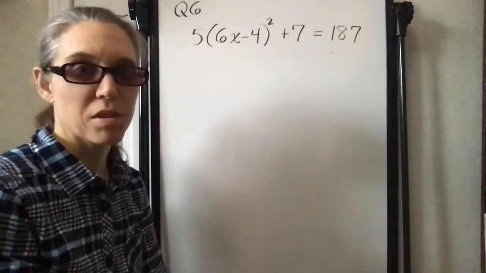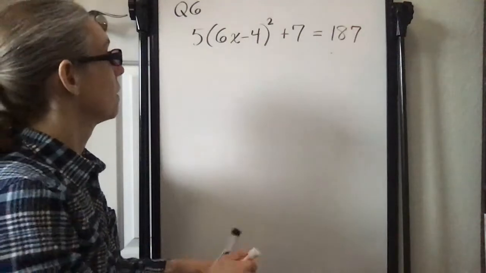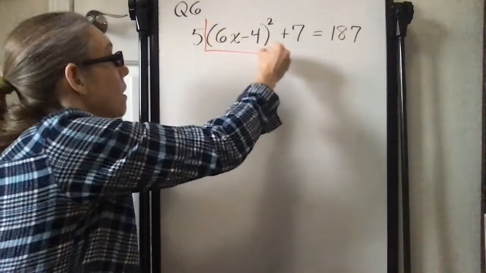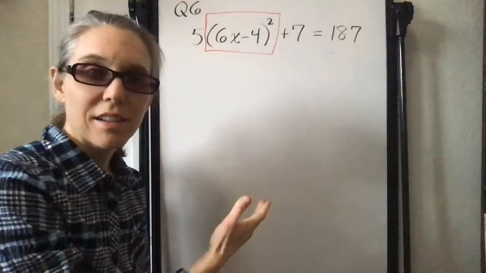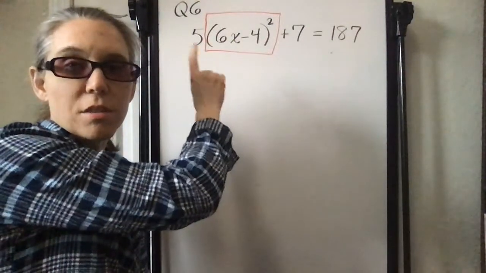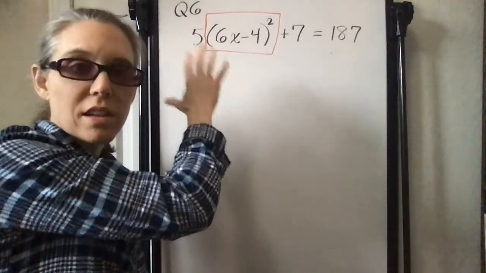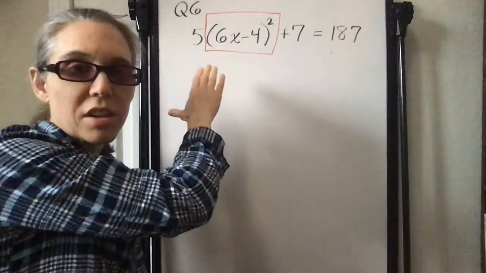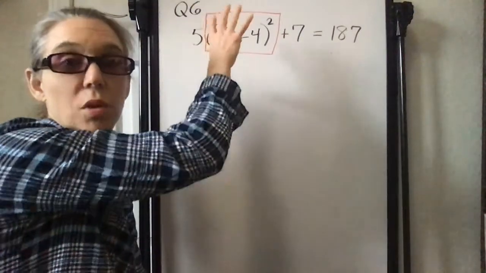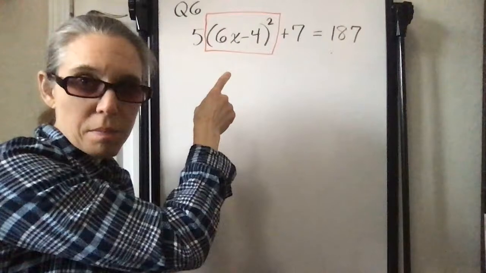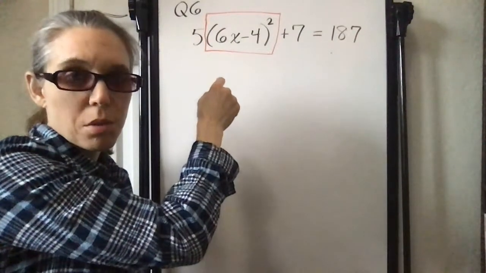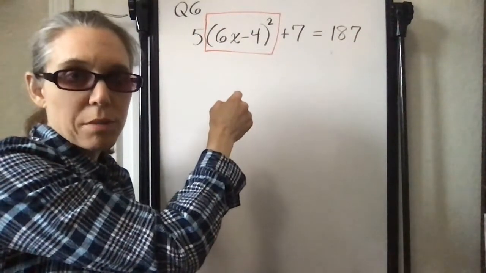First, find the perfect square. You don't need to box it. I'm just doing this for the sake of the lecture, but there's the perfect square. Always identify it visually before you get started so that you know what it is you want to isolate. Okay, to isolate that expression, we need to subtract 7 from both sides and then divide both sides by 5.